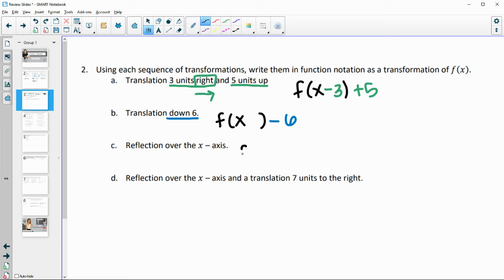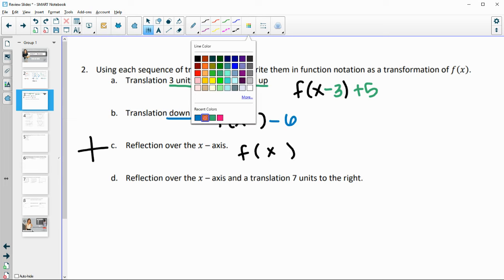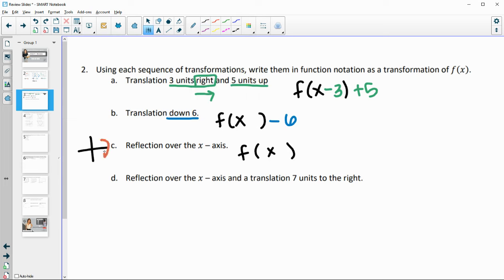And then a reflection over the x-axis. And so the x-axis means that we're going to be flipping it up and down, right? So we're going to be reflecting it over that. So that's a vertical flip, okay, or a flip up and down, which would mean that our negative is going to be outside of our f of x.